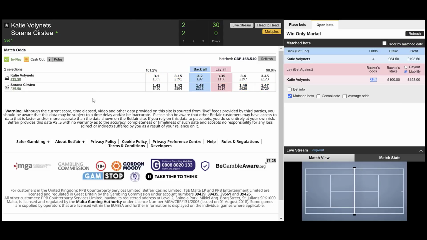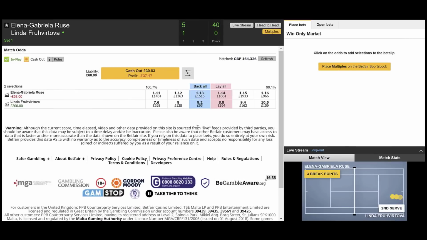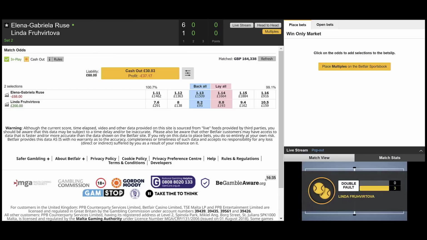Who knows? But anyway, that's just an example of doing Lay the Leader in the first set. And just to show you here, we got involved with a similar strategy on this particular match, laying Gabriela Roos after she went ahead in the first set, but there was no comeback. There was no comeback at all. It was an absolute whitewash, 6-1 in the first set. So that is pretty much the worst case scenario.